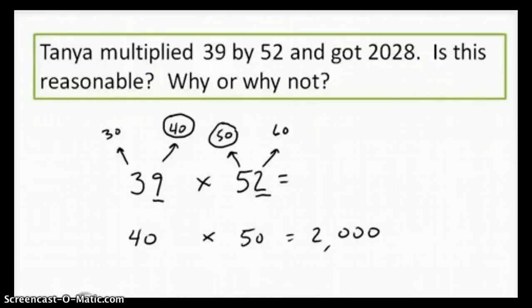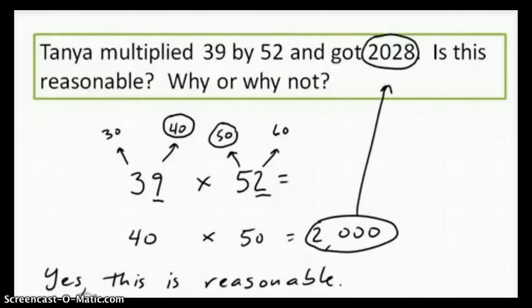So is Tanya's answer reasonable? Yeah. Tanya gave a product of 2028 when our estimate was 2,000. These are very close, so Tanya's answer is reasonable, or it makes sense. Let's look at another problem to better see how this works.